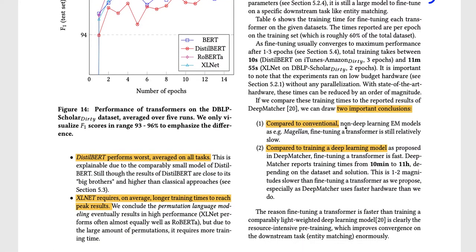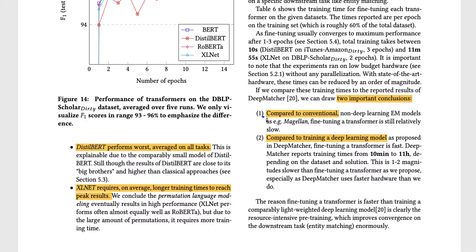And finally, the two important conclusions. Compared to the conventional techniques of say Magellan, the performance we have already seen in terms of the delta of the F1 score is pretty huge, around a 25-30% jump in the F1 score. Now when we're talking about the training time, non-deep learning models like Magellan are very fast in the fine-tuning effort. Very little time is required, and that is understandable.